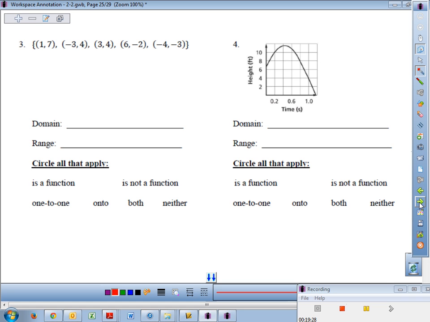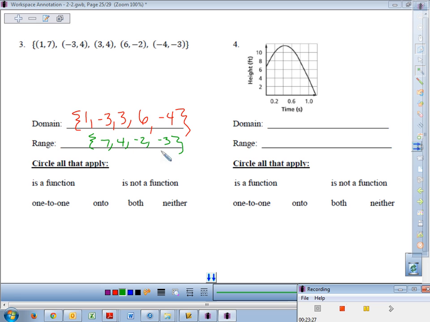Domain, list it, and range on number 3. Pause the video, get that done. Domain and range. So there's our domain, and there's our range. Cool? Don't list anything more than once. 4 appeared more than once.